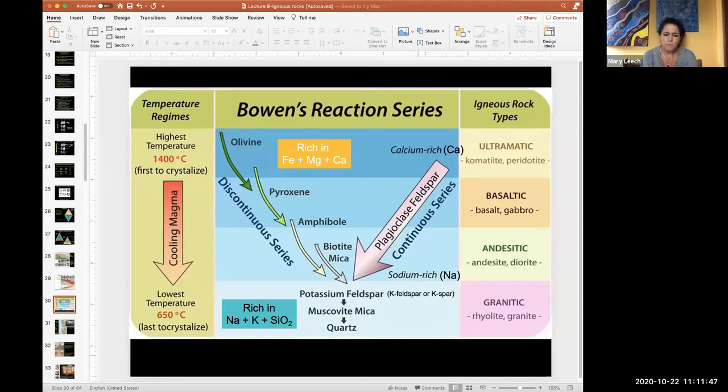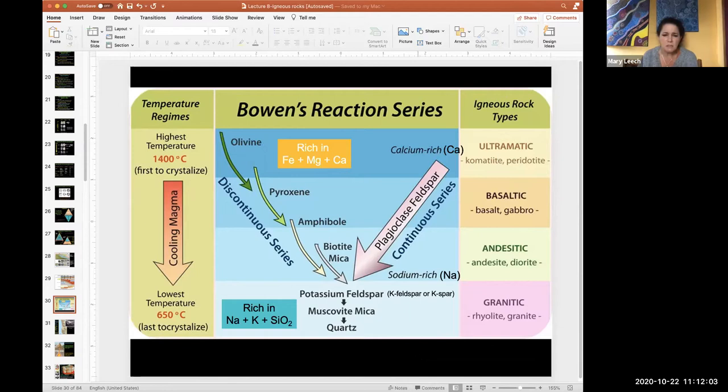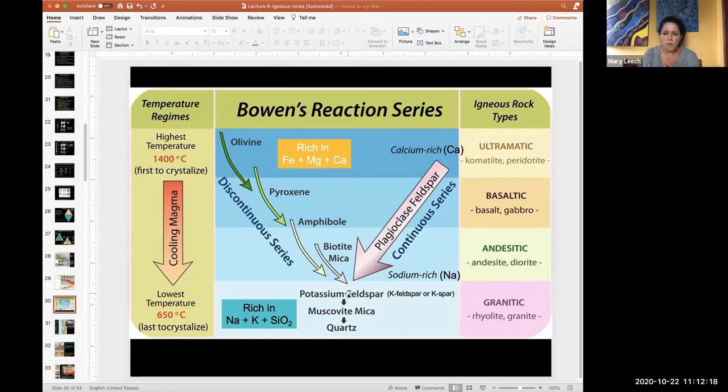Would it be the bottom section, the quartz, muscovite mica, the potassium feldspar? Yes. What else? I don't think you said six. The K feldspar. You said the K feldspar. I heard quartz. I heard biotite. No, I said the muscovite mica. Muscovite. Okay, quartz, muscovite, K feldspar. Three more. These three that I'm after.